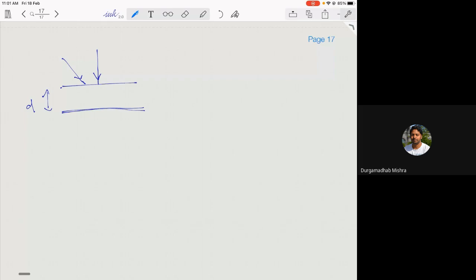interfaces, so this is your interface one, this is your medium one, this is medium two, and this is your medium three. So here the refractive index is n1, here n2, and here the refractive index is n3. So if you have such a medium, so if you have two different interfaces, interface 1 and interface 2 here, so this is the second interface.